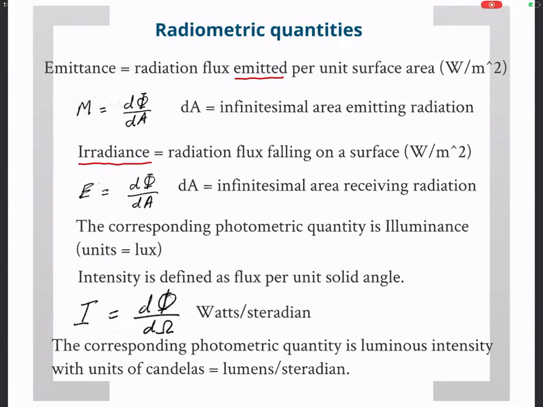The units are lux. And the intensity itself is defined as flux per unit solid angle, which is watts per steradian, shown here. And the corresponding photometric quantity is luminous intensity, which will be lumens per steradian. Okay, all of these are now starting to become more familiar. So there is per unit area and per unit steradian in radiometric quantities, and then also in photometric quantities.